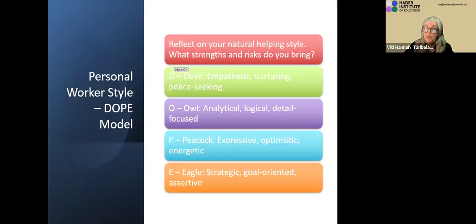So the personal style, reflect on your natural helping style. What strengths and risks do you bring into that space? With the dove, they're empathetic, nurturing, peace-seeking. The owl, analytical, logical, detail-focused. Peacock, expressive, energetic and optimistic, that positive reinforcement. Strength-based. And then, of course, strategic, goal-orientated, assertive. That also kind of tells you what kind of tools you might like to work with as well.